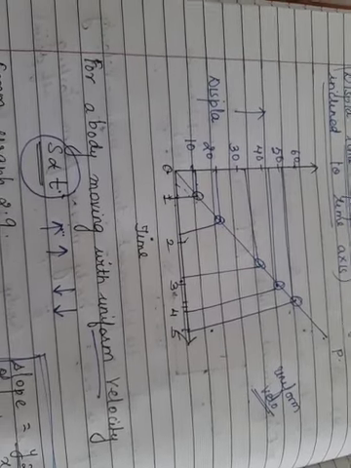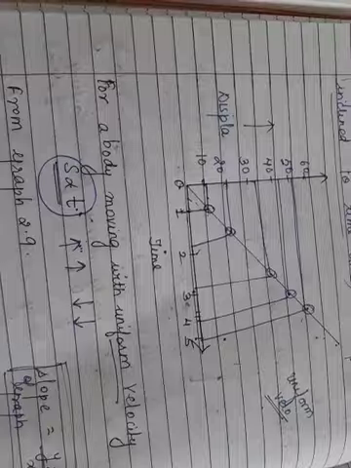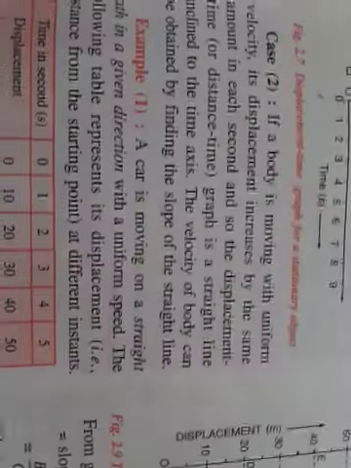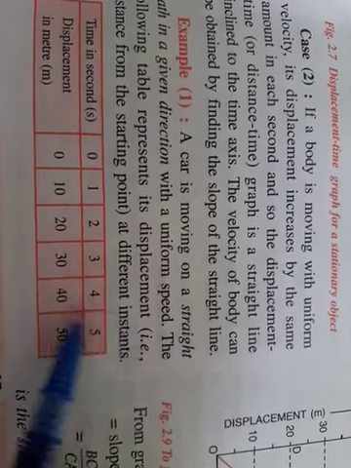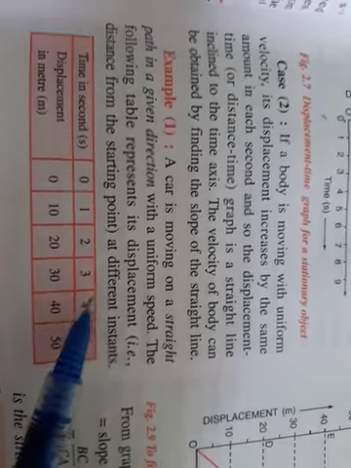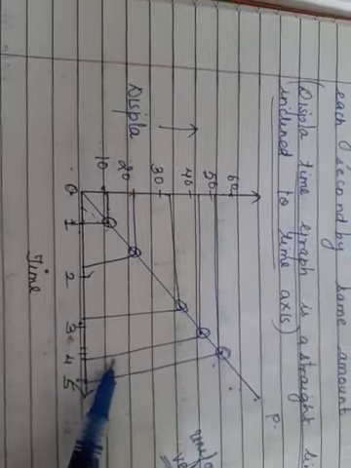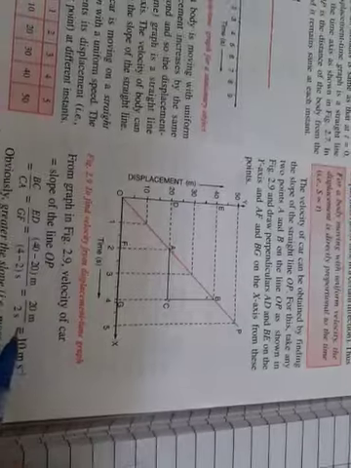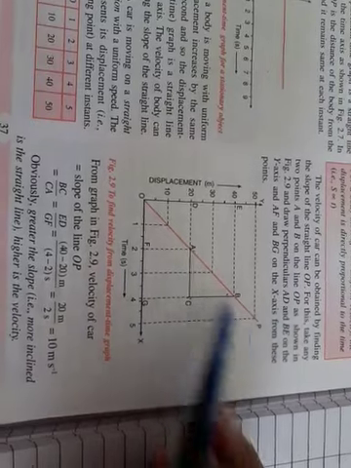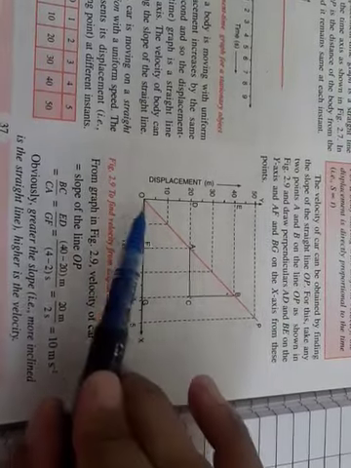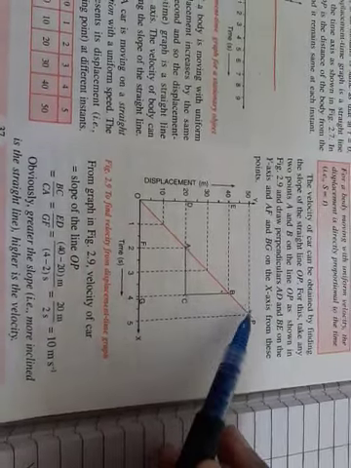Now here we have seen that this particular car, the example we have taken, is moving along a straight path at a uniform speed, and these are the displacement points from the starting point at different instants. So here we plotted the graph for this. The same graph is shown here, but now we are going to find the slope. The velocity of the car can be obtained by finding the slope of OP, the straight line.